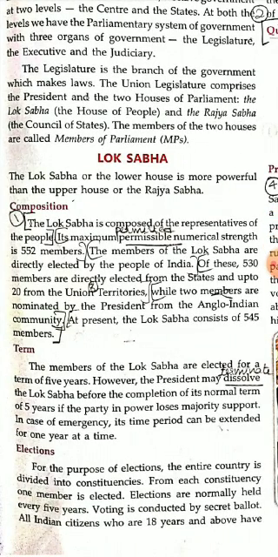The members of the Lok Sabha are elected for a term of 5 years. So the period of the Lok Sabha is 5 years. However, the president may dissolve the Lok Sabha before the completion of its normal term of 5 years if the party in power loses majority support. So the normal period of the Lok Sabha is 5 years.